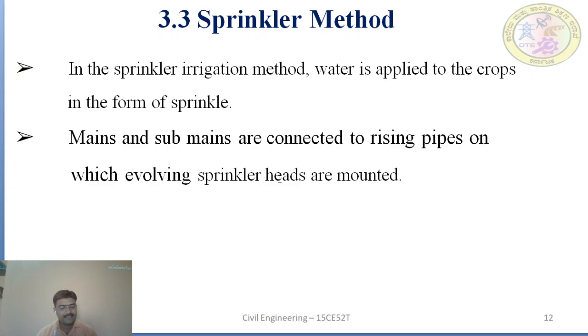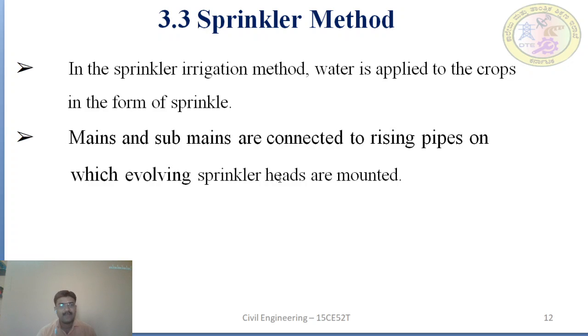Now it has a pumping unit, a main line, and sublines. Control valves are placed at every subline of the sprinkler irrigation method, and there is a rising main, and a sprinkler revolving head is mounted on it. Now, how will we irrigate the land?